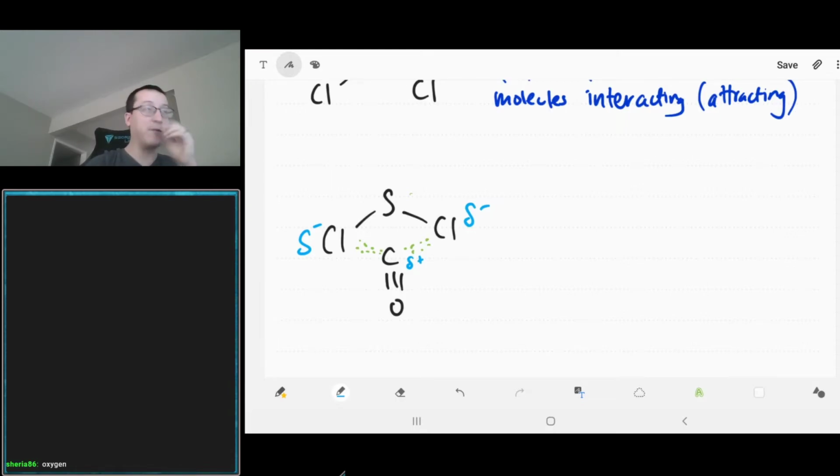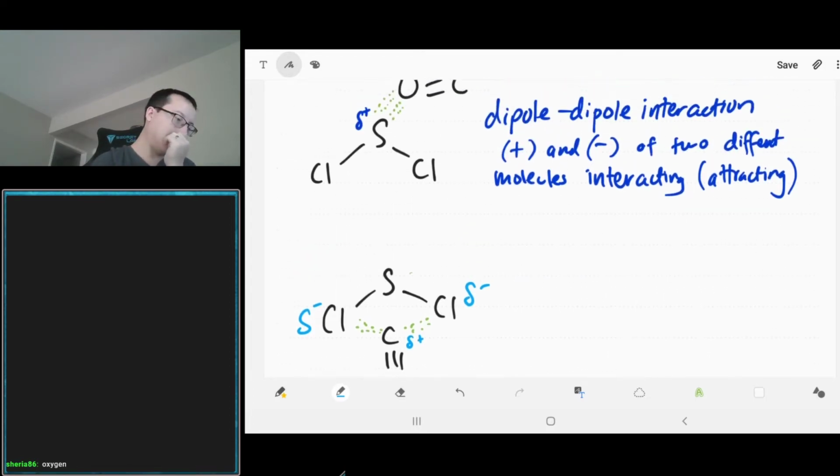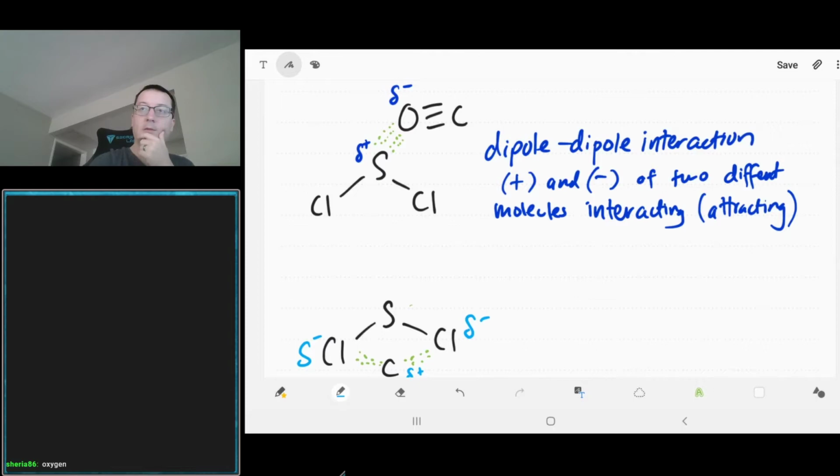So we don't want to, for example, flip that carbon monoxide over, because that would put the negative oxygen near the negative chlorines. That's not going to be a good thing. Those are going to repel from each other, right? If we want them to attract each other, we need them to be opposite charges. Alrighty, any questions on that one?